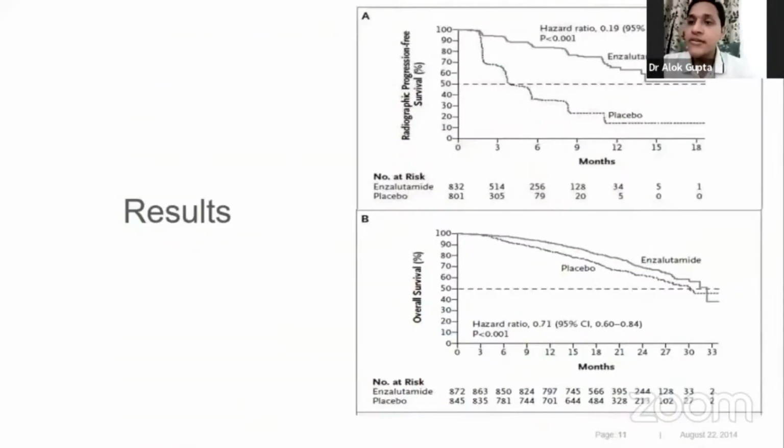From this study, it was found that even in the pre-docetaxel setting, this molecule resulted in a significant improvement in the primary endpoint of radiographic PFS. The hazard ratio was 0.19, and in terms of improvement in overall survival, the hazard ratio was 0.71.